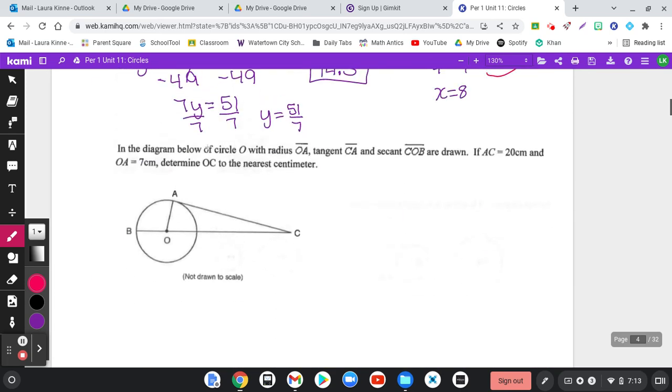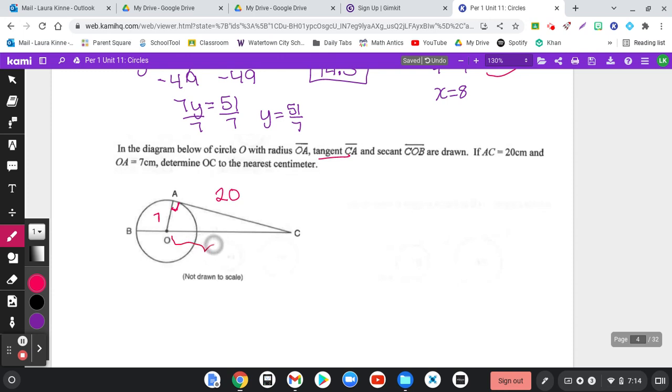All right, one last question. It tells you OA is a radius and tangent CI. I told you this at the beginning. A tangent line and a radius form a 90-degree angle. So what we're looking at here is a right triangle. So it says if AC is 20 and OA is 7, determine OC.